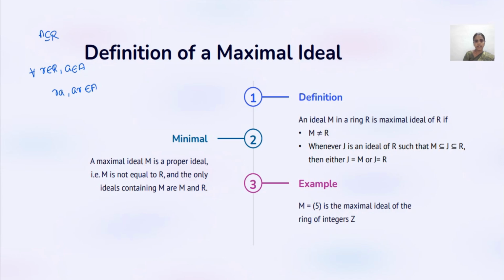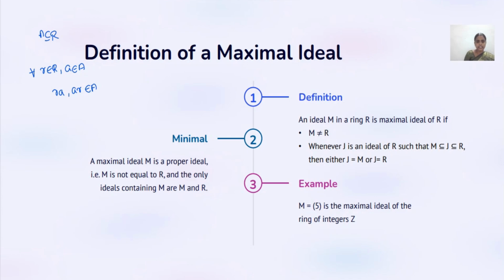An ideal M in a ring R is a maximal ideal of R if M is not equal to R, and whenever J is an ideal of R such that M is contained in J and J is contained in R, then either J is equal to M or J is equal to R. Precisely, we can say a maximal ideal is a proper ideal, that is M is not equal to R, and the only ideals containing M are M and R. Now we see an example for maximal ideal.